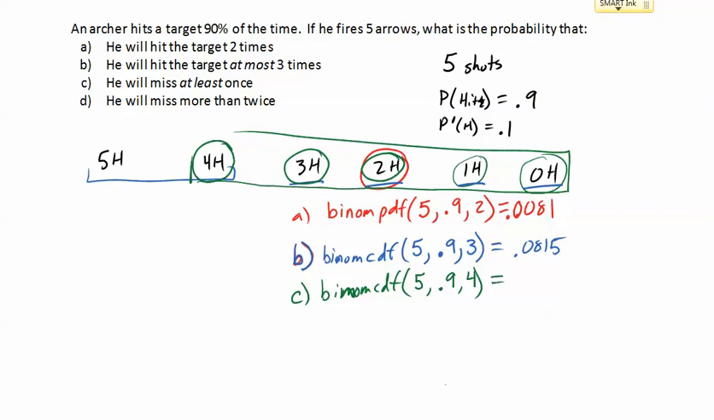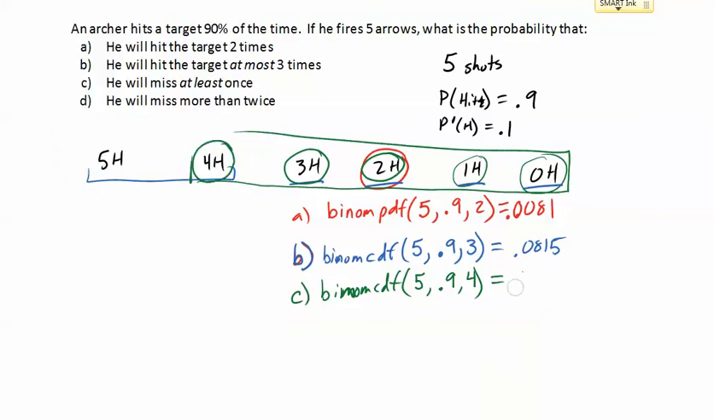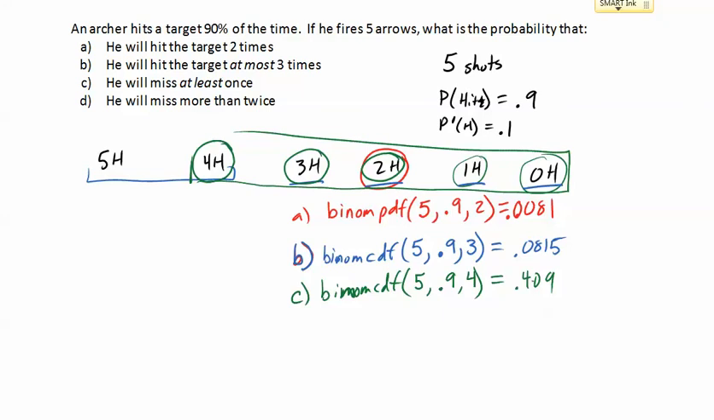And so you could do it that way, and you will see that we will get binomial CDF, and we will go 5 attempts, 0.9 hits, 4, and we go enter, and we get 0.409. I guess 0.410 would be a little bit better. So we'll do that, 0.410.